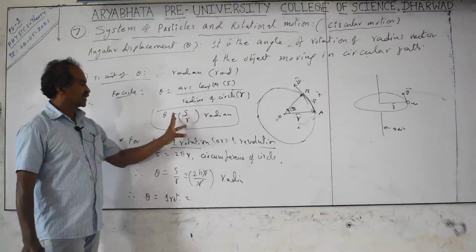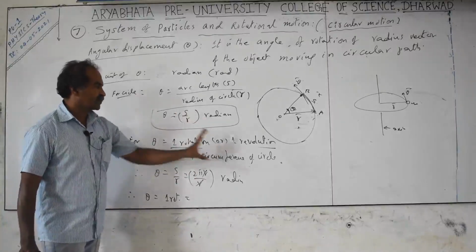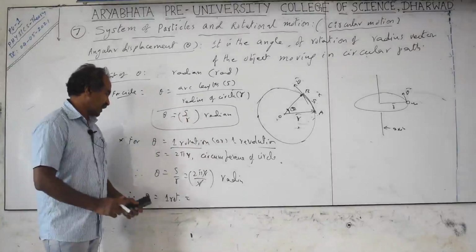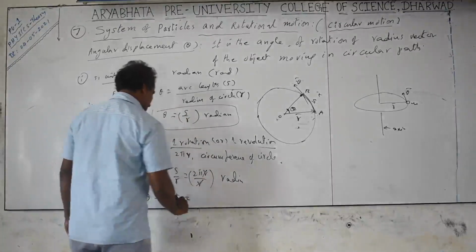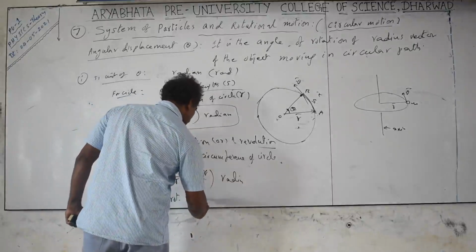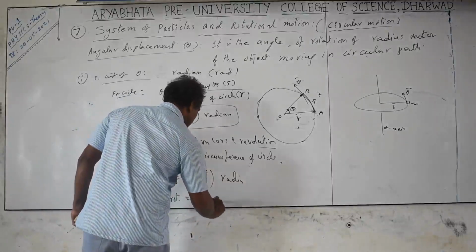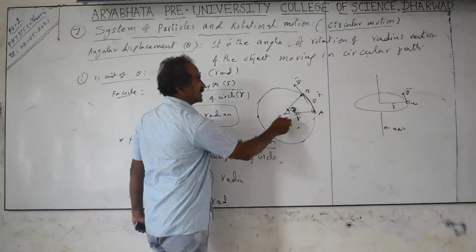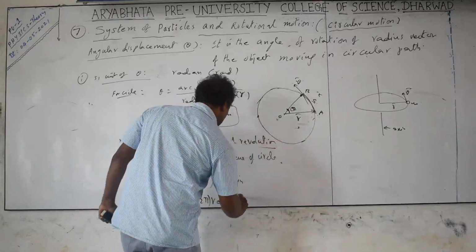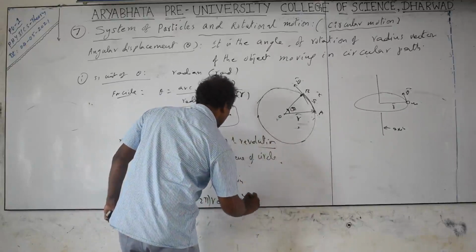In such cases theta for one rotation and one revolution has the same relation, that is 2 pi r by r, which means 2 pi radians. So theta equal to one rotation or one revolution is equal to 2 pi radians. For one rotation, the practical unit we take for angles is degrees. So it is also equal to 360 degrees.